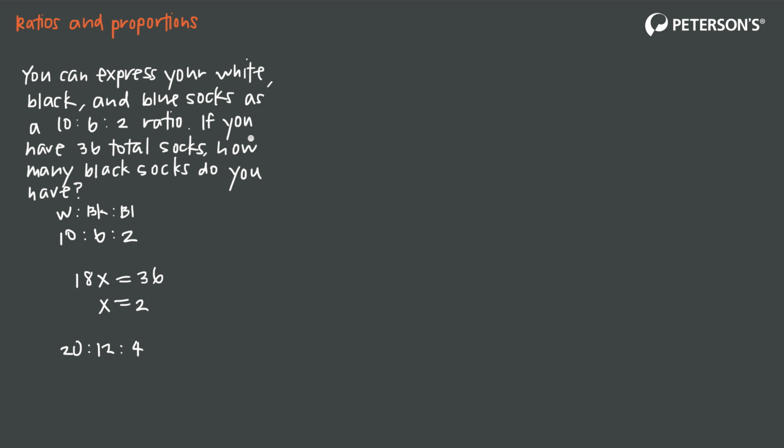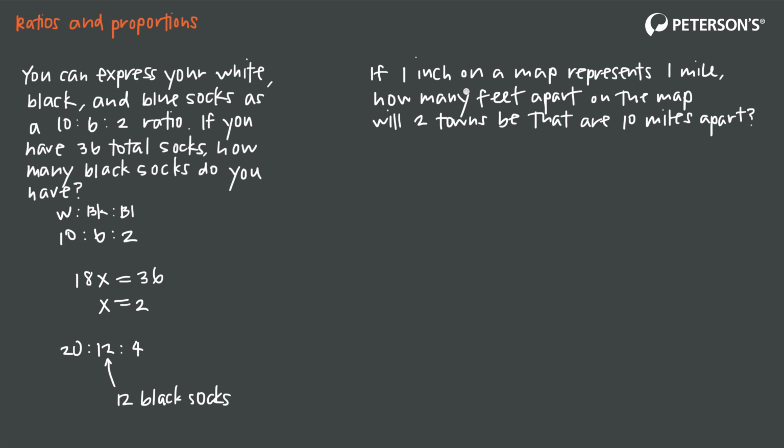And it's asking, how many black socks do you have? Well, that's the middle number. So I know that I have 12 total black socks. What about another example here? If 1 inch on a map, so we're looking at a map, 1 inch on a map represents 1 mile in actual space, how many feet apart on the map will 2 towns be that are 10 miles apart?